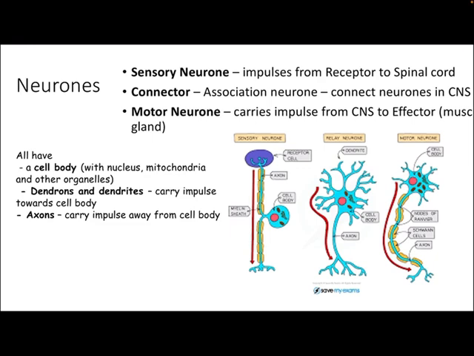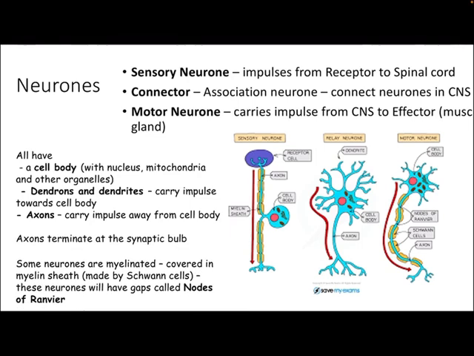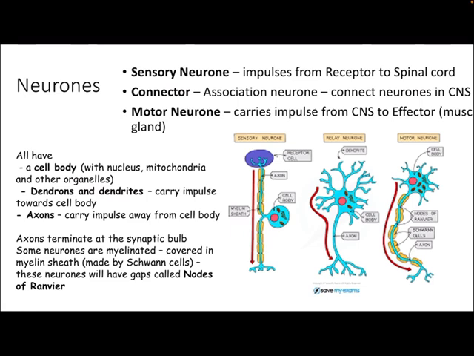Our motor neurons are the one we commonly think about, where we have short dendrons and dendrites and a very long axon. But our sensory neuron, you can see the dendrons and dendrites are longer, travelling to the cell body, and then you've got again a long axon leaving the cell body, going out away from the cell body. Axons will always terminate at a synaptic bulb, and some neurons are myelinated, which we'll look at later, meaning that they are covered in myelin sheath, which are made by the Schwann cells, and these neurons have gaps on them called the nodes of Ranvier.